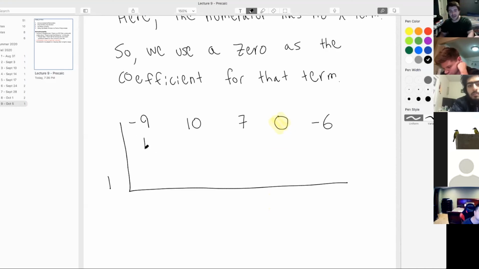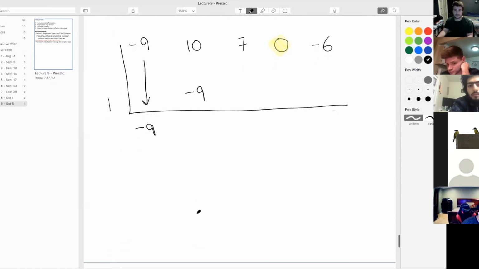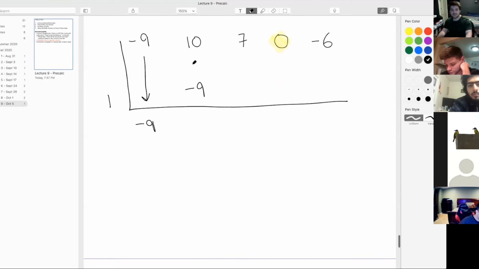So take this -9, bring it down. That'll be a -9. Now you do -9 times 1. That's -9. You place that right here. Now add up this column. 10 plus -9. That's 1. So it's the same as 10 minus 9. Now you do 1 times 1, which is 1. Put that there. Now add up this column. So I have 7 plus 1, which is 8. Now you do 8 times 1, which is 8 again.